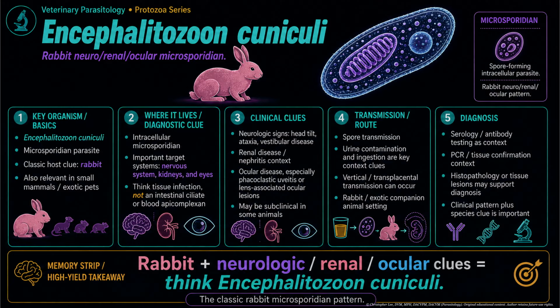PCR, histopathology, and tissue lesions may add support, but interpretation still depends on clinical pattern and the species in front of you. One positive antibody test is evidence, but not a tiny rabbit courtroom verdict. Remember, rabbit plus neurologic, renal, or ocular cues equals Encephalitozoon cuniculi.